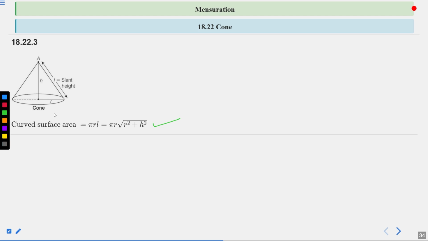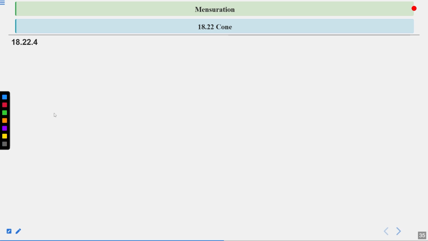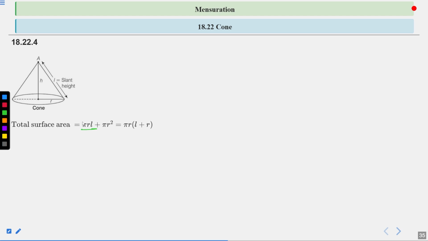Next one, 18.22.4 of the cone. This is the diagram of a cone. So what is the total surface area of the cone? First we calculate pi r L, the lateral surface area, then we add the base area, which is pi r square. So we get pi r multiplied by L plus r. This is the total surface area, where r represents the radius of the base, h represents the height, and L represents the slant height.